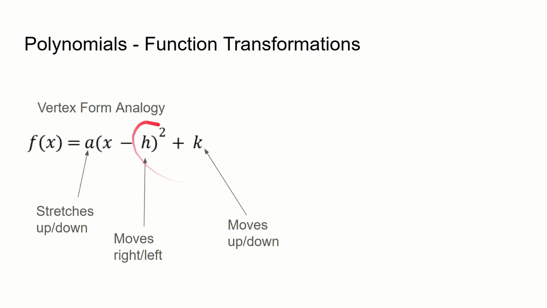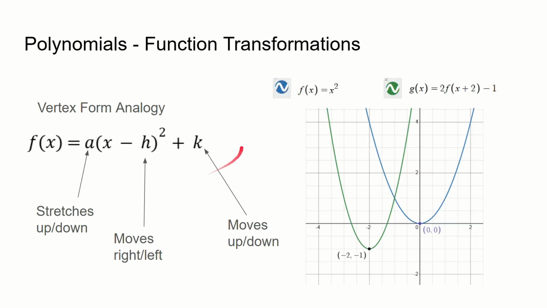And if we move k, the entire graph would move up or down. If we move h, the entire graph would move left or right. If we change a, the entire graph stretches up and down. And this can apply to function transformations. So let's say we had a function that's equal to x squared. If we have another function that's equal to some function transformation of that, this is just the exact same thing as vertex form.